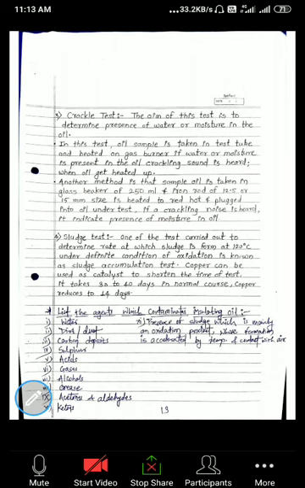Then the list of agents which contaminate insulating oil. One by one we will read. First one is water, then dirt, dust, carbon deposits, sulfur, acids, gases, alcohols, grease, acetones and aldehydes, ketones, and last one, the presence of sludge, which is mainly an oxidation product whose formation is accelerated by temperature and contact with air.